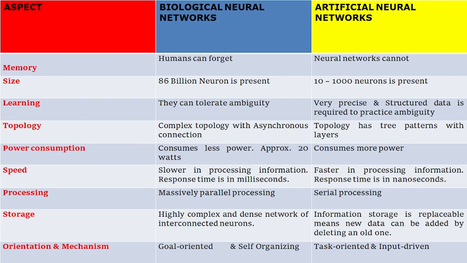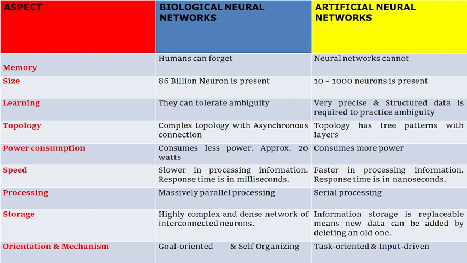Regarding learning, biological neural networks can tolerate ambiguity. Ambiguity in the sense of confusion. It can tolerate the confusion. But an artificial neural network requires practice in order to handle ambiguity. Very precise and structured data is required. About the topology, in biological neural networks, there is a complex topology with asynchronous connections. But in ANN, the topology has tree patterns with numeric layers.